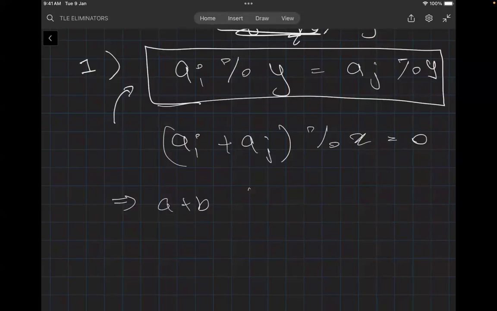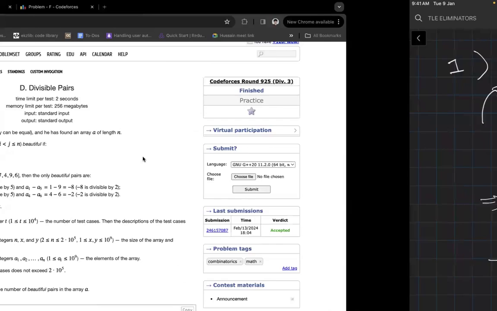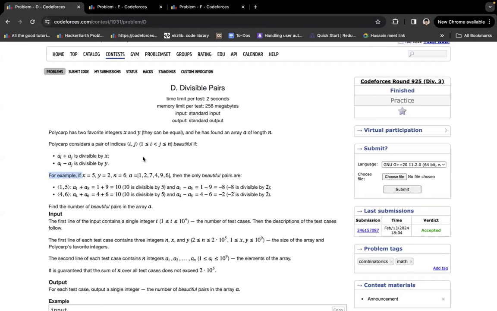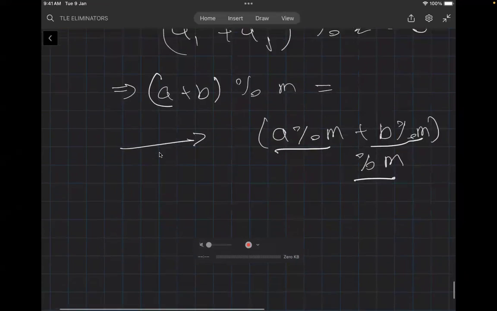A plus B mod M is the same as A mod M plus B mod M, the whole mod M. Is this equation clear? Take a minute to digest it. A plus B mod M is the same as A mod M plus B mod M, the whole mod M. Put a yes in the chat if this much is clear.